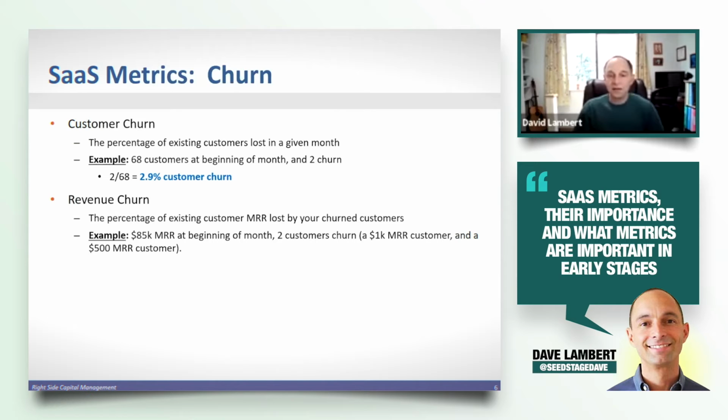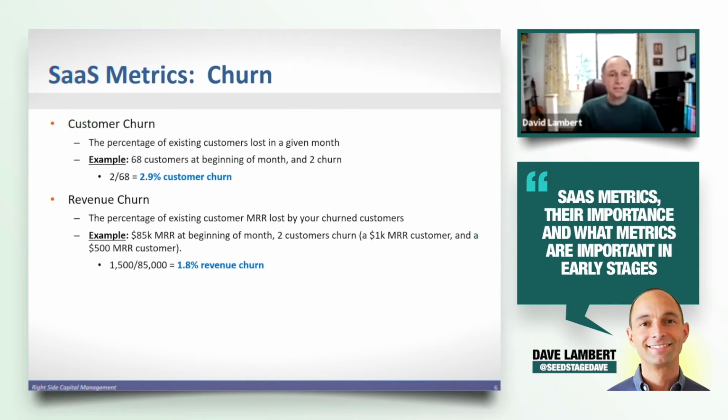At the beginning of the month, 2 of those customers churned in the month. One of them was a $1,000 a month customer, and one of them was a $500 a month customer. So I lost $1,500 of MRR, and I started with 85K. So that was 1.8% revenue churn. From a revenue perspective, my churn wasn't as bad as my customer churn because it turned out it was 2 of my smaller customers that left.